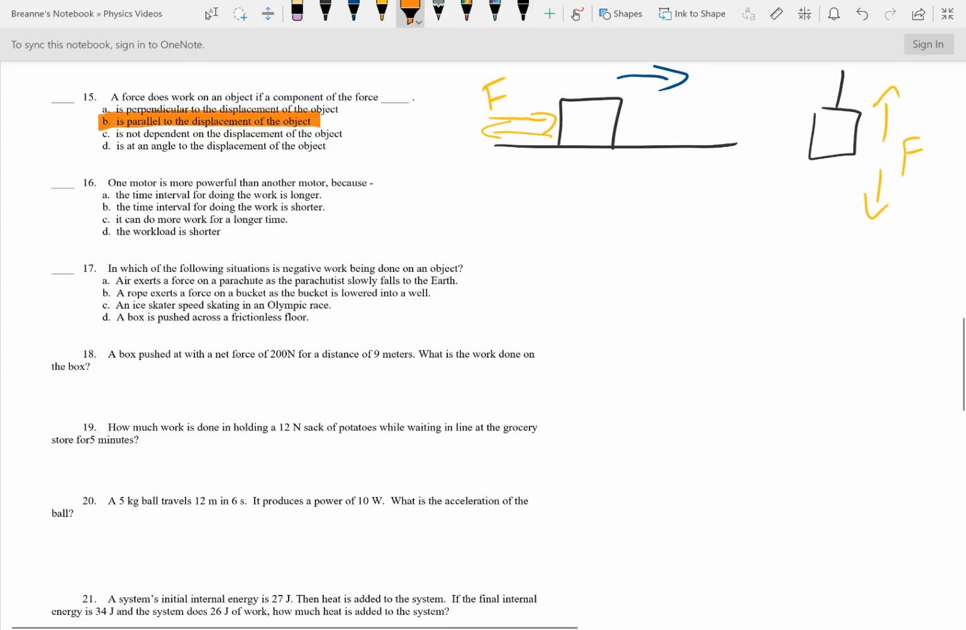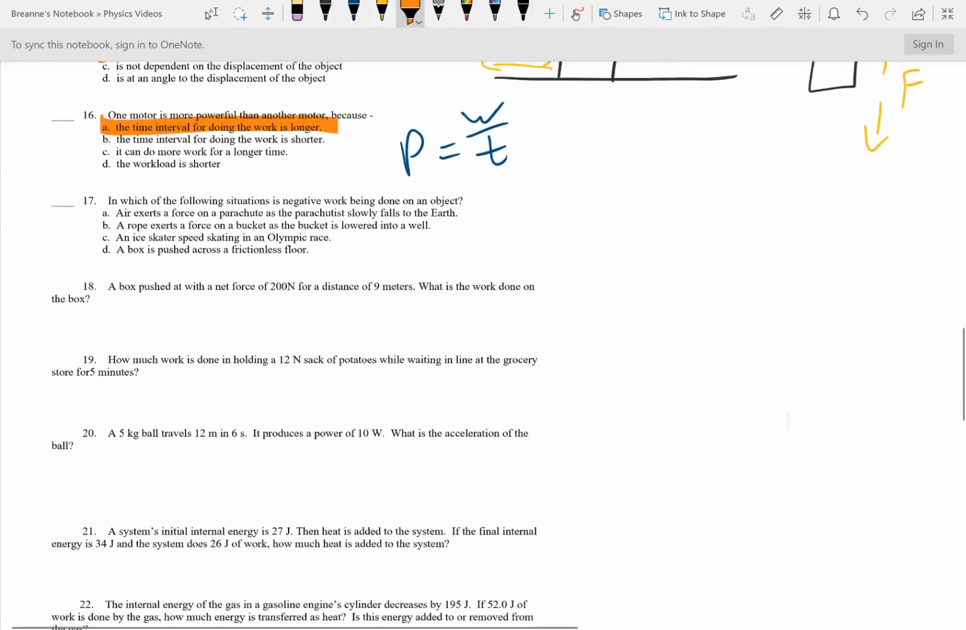One motor is more powerful than another motor because, so again, we have to look at our power equation. Our power equation is work divided by time. So how more powerful, that means over a time interval, the work is longer. So you want a shorter time, more work. That is your A answer there.